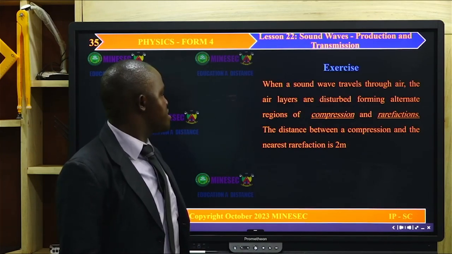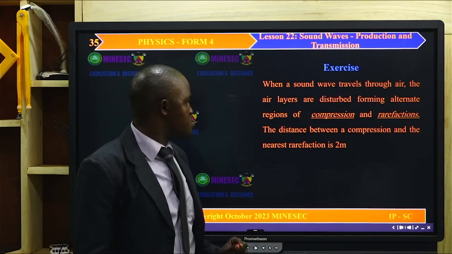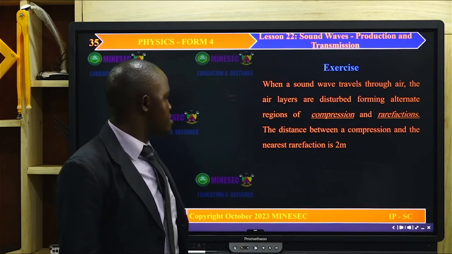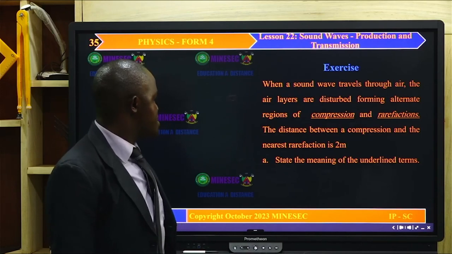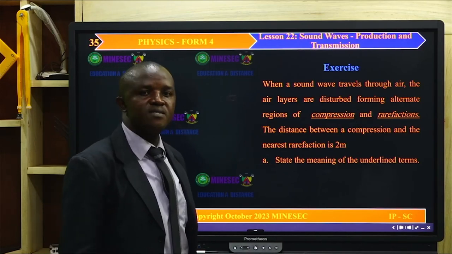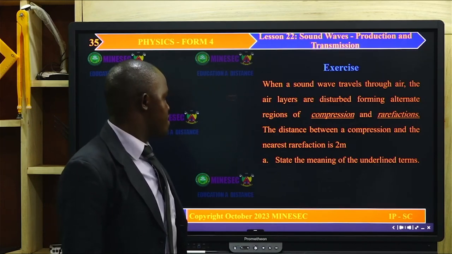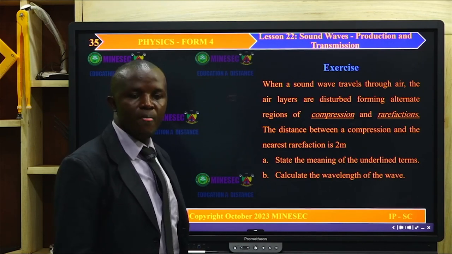So for exercises: when sound waves travel through air, the air layers are disturbed, forming alternate regions of compression and rarefaction. The distance between a compression and a rarefaction is 2 meters. Question one: state the meaning of the underlined terms. You can see the underlined terms there: compression, rarefaction. Secondly, calculate the wavelength of the wave.